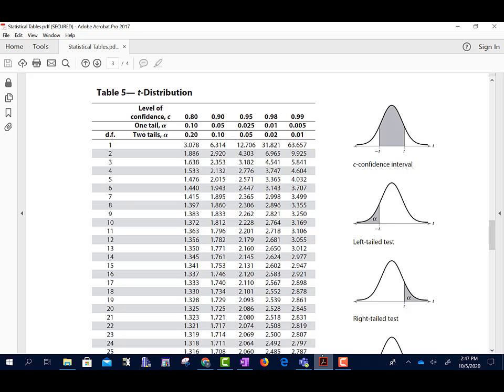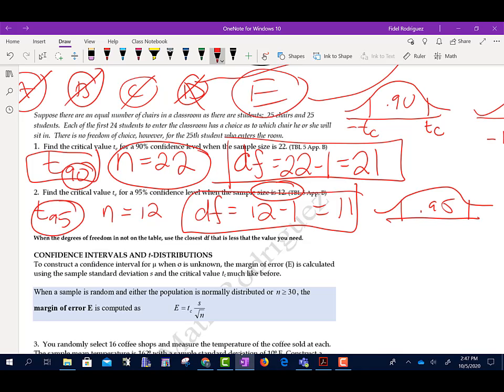Come back to my chart here. Here's the 95% confidence level. Here is my degrees of freedom of 11. So the value that we're coming up with is 2.201. So this is a negative 2.201, and this is a positive 2.201.